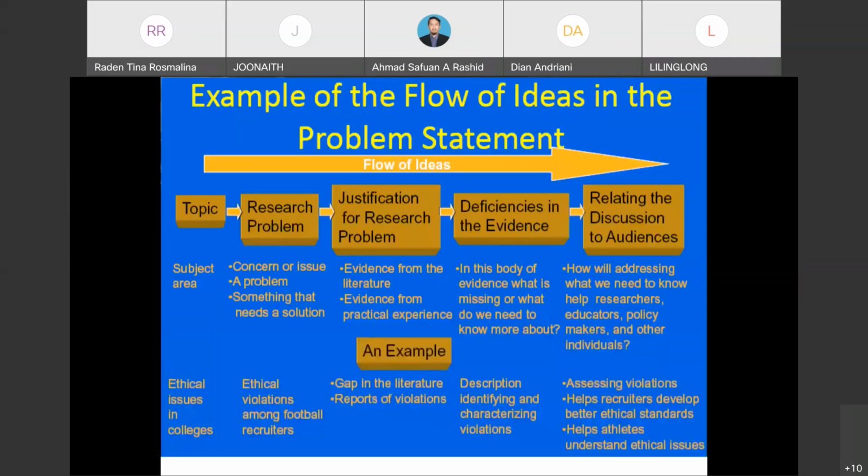So here is an example of how the ideas appear in the problem statement: topic, research problem, justification for the research problem, deficiencies in the evidence, and relating the discussion to the audience. So they provide the example. Although the example is not related to us, it shows you how we create the problem statement.